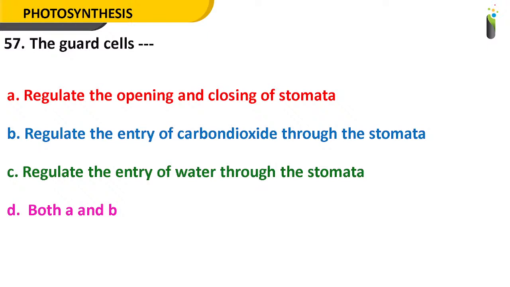And the answer to this question is D, both A and B. So the guard cells not only regulate the opening and closing of stomata, but they also help in the entry of carbon dioxide through the stomata. See, water never enters the plant through the stomata.